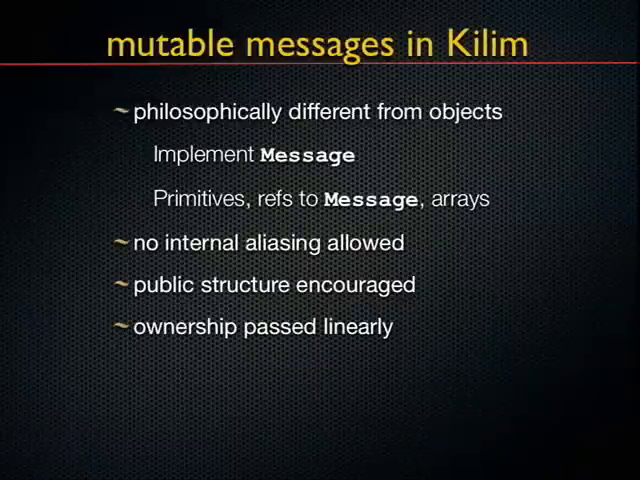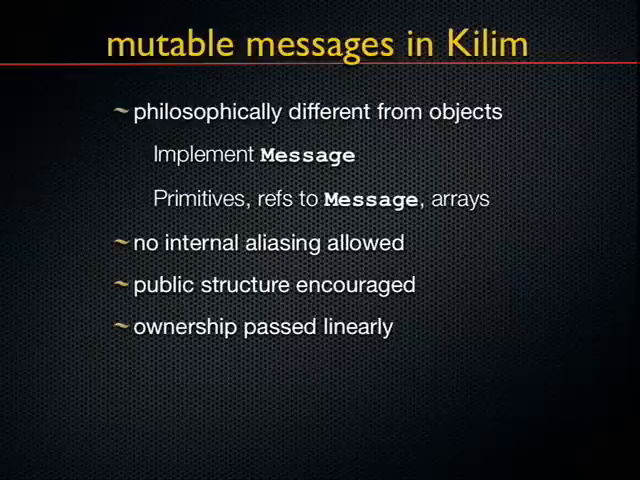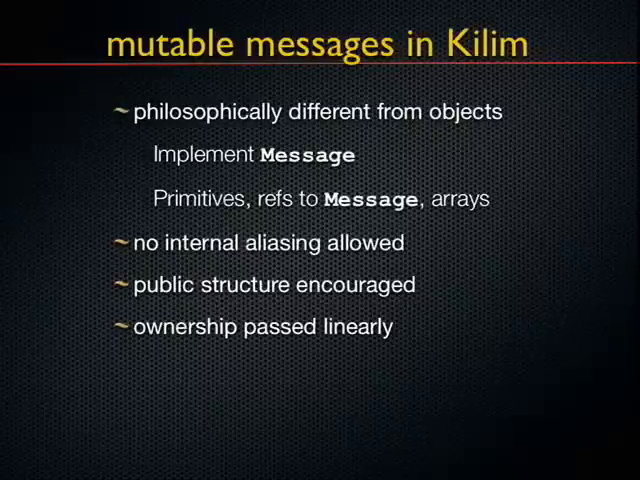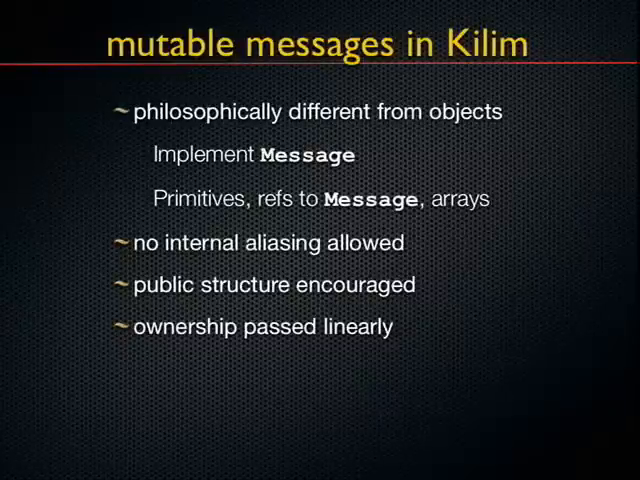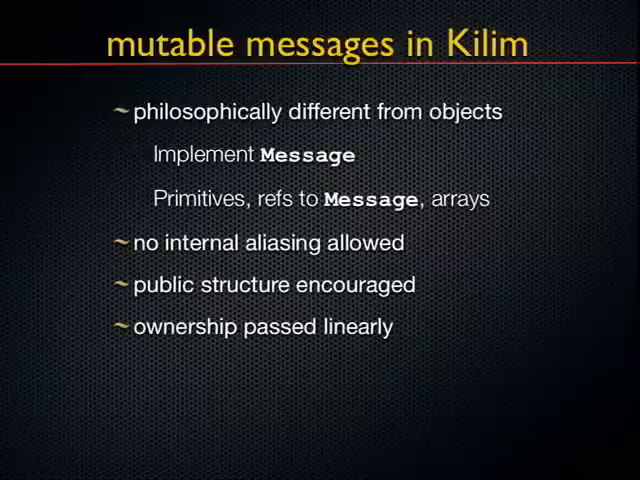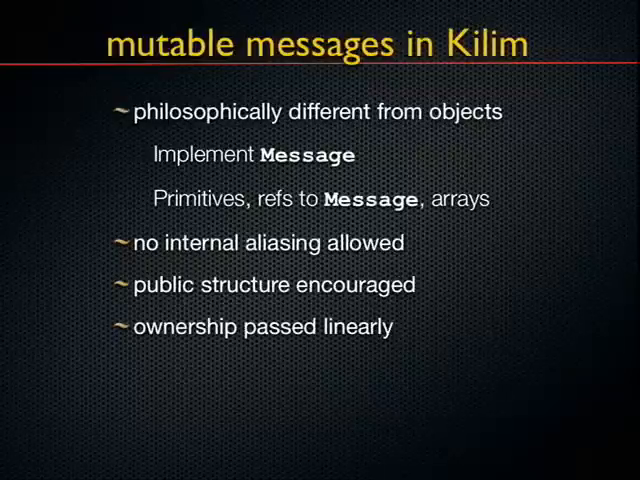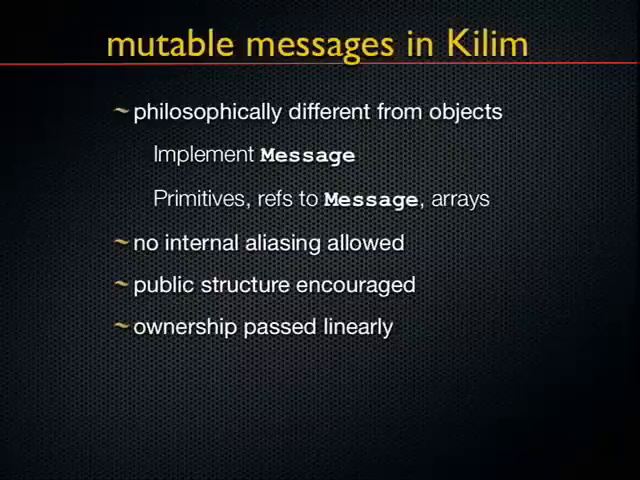Mutable messages in Kilim are different. First of all, you have to implement a marker method called message, and messages can contain primitives, references to other message types, and arrays of these, and all immutable types like string and date and whatever else you might choose. The important thing, as I mentioned, is that ownership is passed linearly and no internal aliasing is allowed. And the other thing, which is the philosophical difference, is that I encourage a non-encapsulated structure. Everything's out in the open. It's exactly, to me, equivalent in spirit to an on-the-wire representation or an XML format or JSON or whatever. If you have a message, it's open to be audited, logged, transformed, you name it, right?